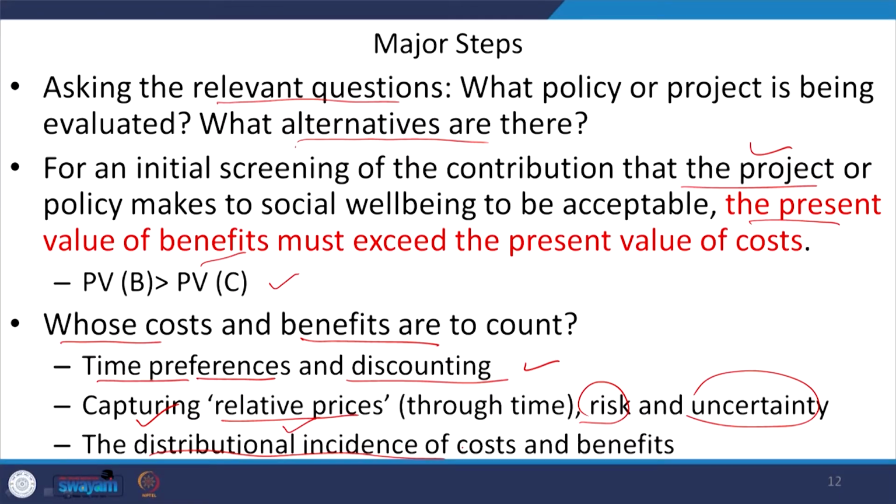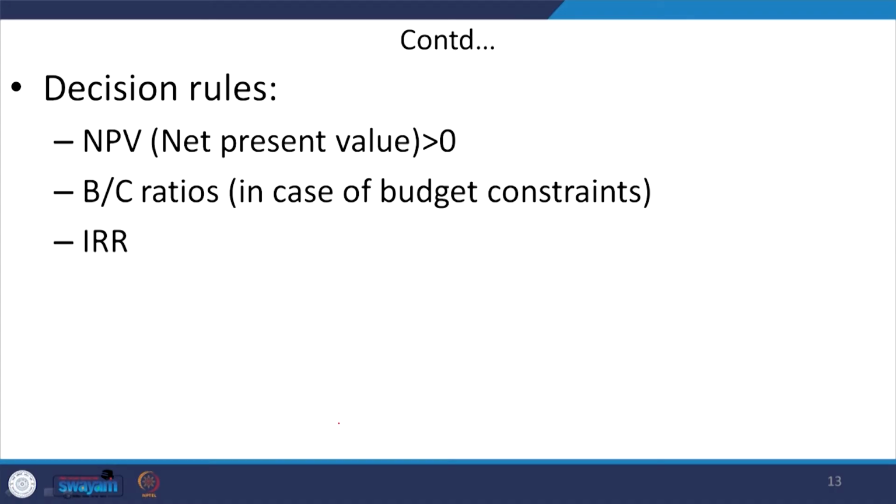What is distributional incidence? That means who are getting the benefits and who are getting the costs, and their income level, whether they are less privileged or whether they are wealthy. So, depending upon who is getting the incidence of these costs and benefits of that particular policy, we need to see it. After doing all this exercise, now we can have a decision rule.